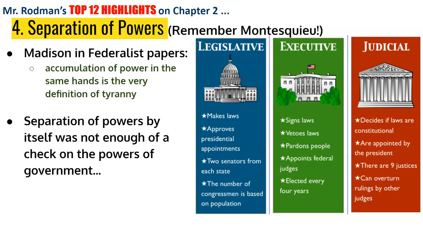Looking at highlight number 4, the separation of powers, don't forget about Montesquieu. Montesquieu's idea was about the separation of powers. We have a legislative branch that makes the laws. We have an executive branch that enforces the laws, and the judicial branch interprets those laws to determine if there is an issue of constitutionality. And they are separate, but they are co-equal branches, and that is by design.